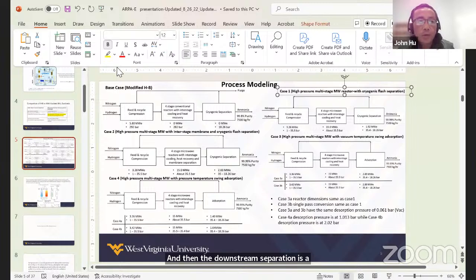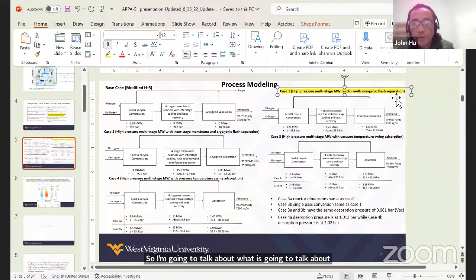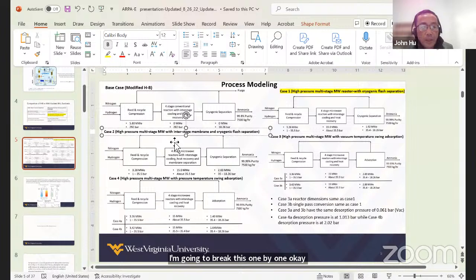I'm going to talk about what the cryogenic flash separation is. I'm going to break this down one by one. Case two is the high pressure, multi-stage microwave reaction. Even if it's high pressure, it's only 35 bar. So for case two, we have the interstage membrane separation. I'm going to talk about the ammonia membrane.